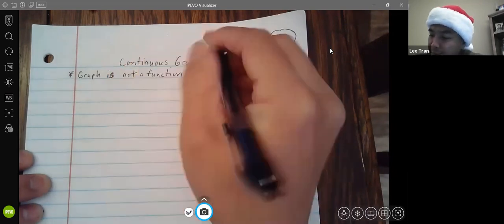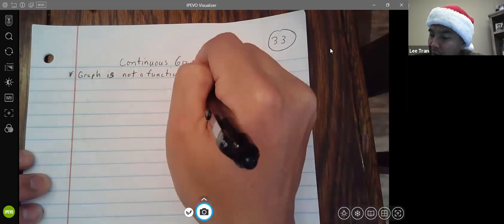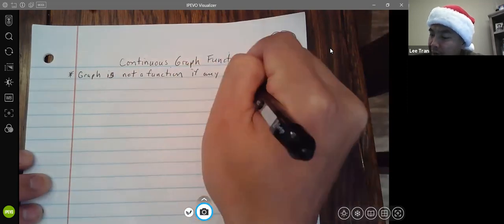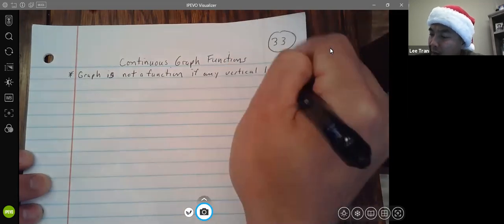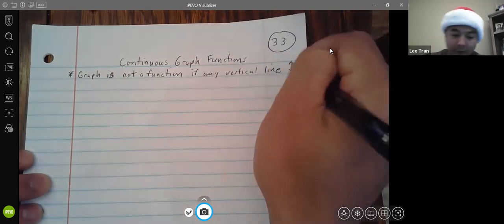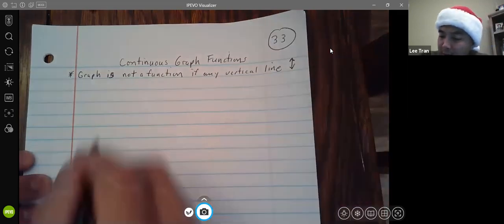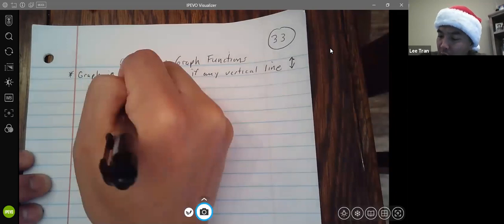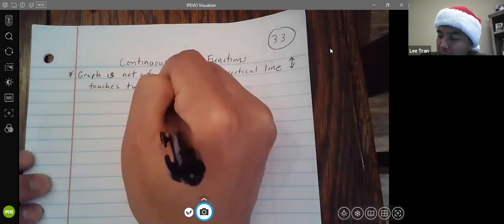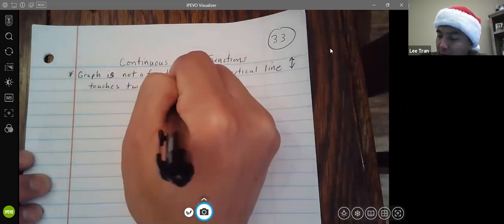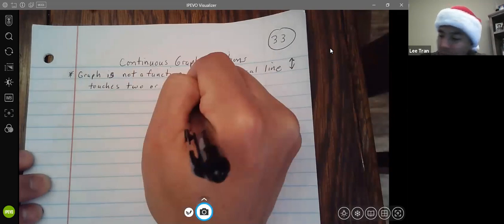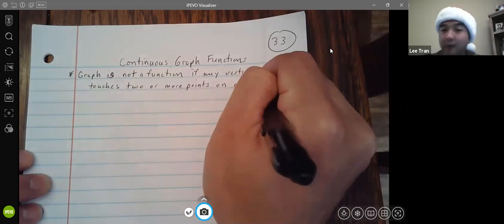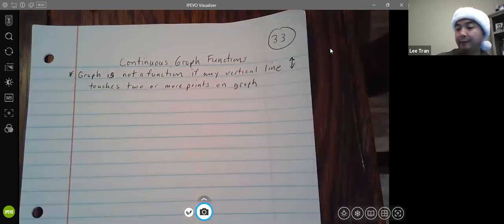Okay. If any vertical line, draw a vertical line there, going straight up and down, touches two or more points on graph. Okay.